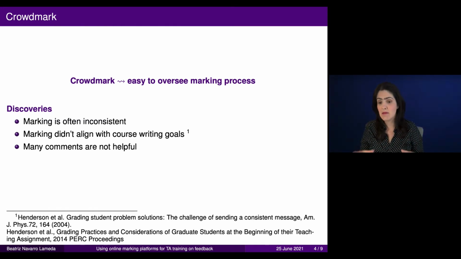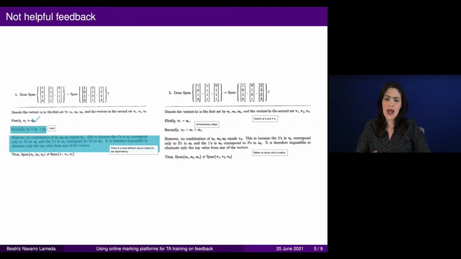So many TAs fill in the blanks and project their knowledge onto the student's work, which they should not do because we want to just grade what the students actually wrote. And we also discovered that many comments were not helpful. So here I have an example of what different markers did after some initial traditional training. We asked several TAs to mark the exact same solution, and here we see some examples of not helpful feedback.